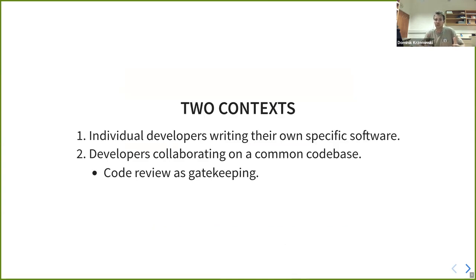There's also another distinction that I wanted to highlight here. In the programming world, we typically have two development scenarios. It's either an individual developer writing their own specific software, or a group of developers collaborating on a common code base. Those teams can be small, like 5 to 10 people in a research lab, or it can be a big open source project like, for example, NumPy, which, I checked yesterday, had precisely 1,395 contributors. So rather a substantial group, I would say.